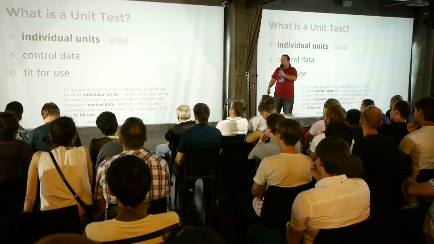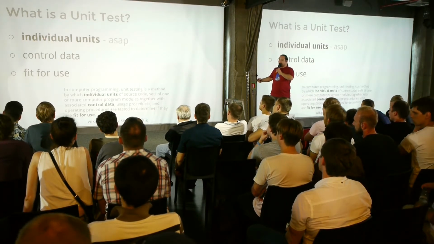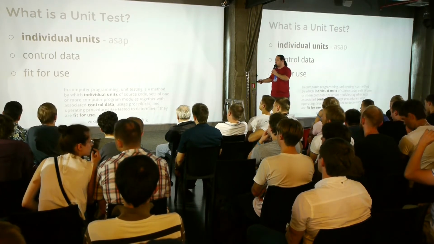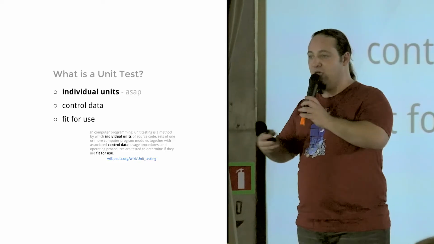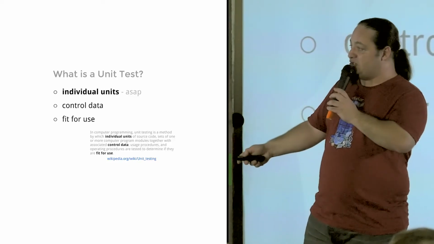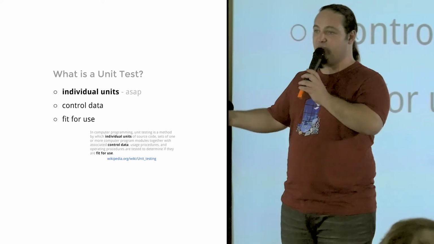Okay, so let's define what a unit test is. It tests small things, not large systems, usually. It controls the data coming in and going out of the test. Of course, it relies on your code, and it checks that your code is fit for use. It checks that your code actually does what it promises to do.